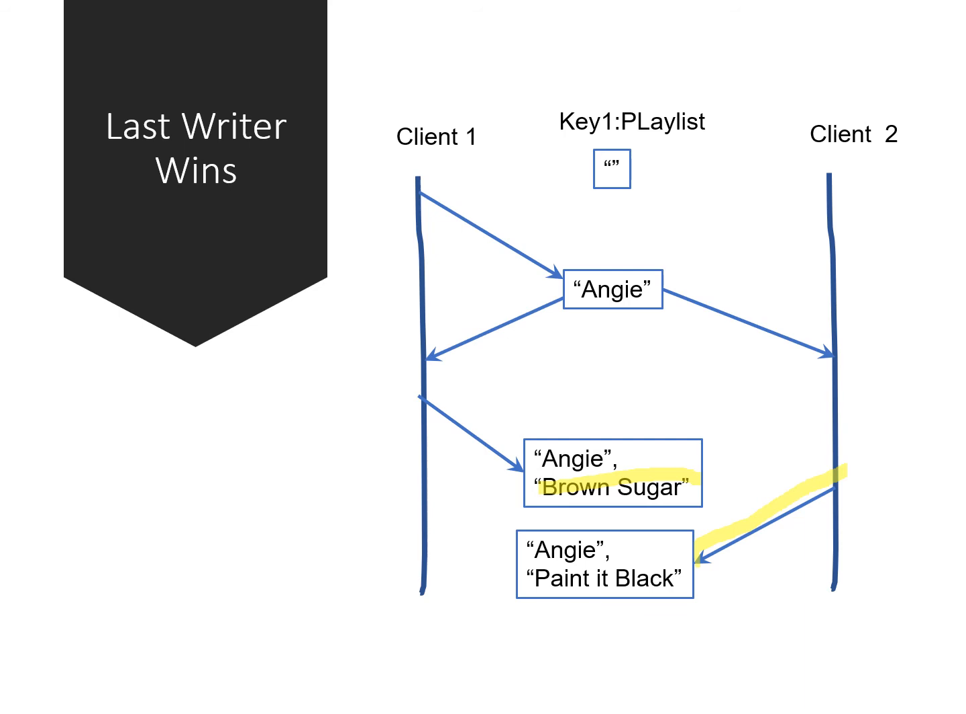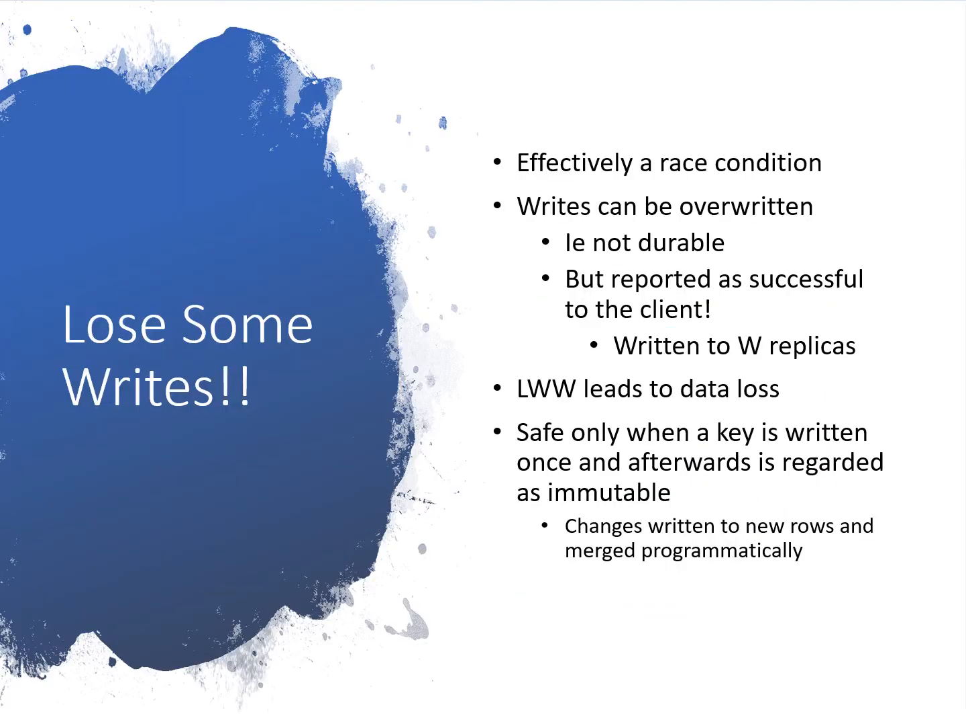And this is what happens with last writer wins. So last writer wins is effectively lose some writes. It's effectively a race condition. Writes can be overwritten and they're reported to the client as successful, but you can lose values that were written by other clients. So last writer wins inevitably leads to data loss.